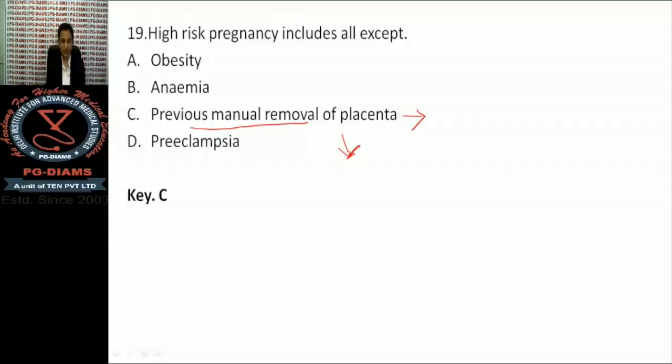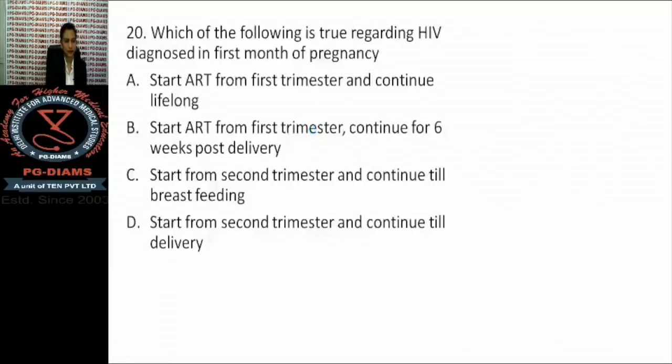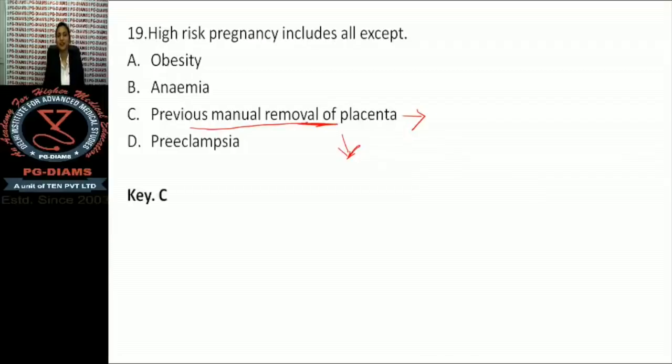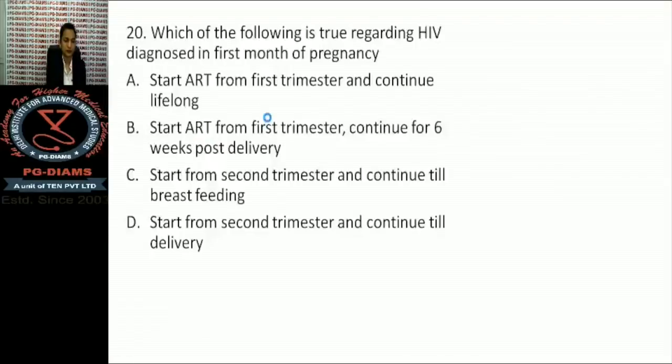High risk is usually a medical condition which is already present in the mother, or it may develop in the course of pregnancy. As she progresses through the pregnancy, she develops anemia or preeclampsia. So high risk conditions can be pre-existing or can develop during pregnancy. A history of manual removal of placenta definitely is not a high risk pregnancy. Or rather, compared to these things, this is the most eligible option here.